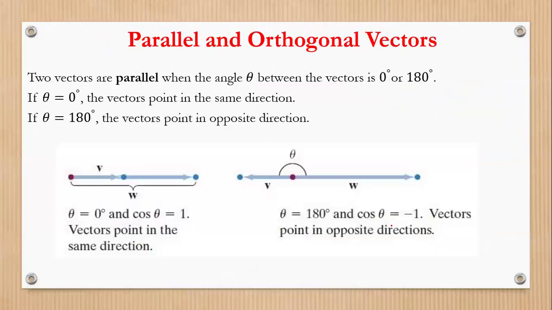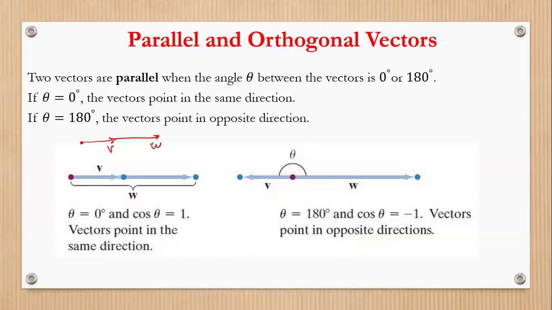Now let's see, when do we have parallel or orthogonal vectors? The two vectors are parallel when the angle between the two vectors is 0 degrees or 180 degrees. When we have 0 degrees between the vectors, it means the vectors are on top of each other or they are in the same direction. That's vector v and that's vector w. So there is a 0 degree angle between these two vectors. That's why we call them parallel vectors.